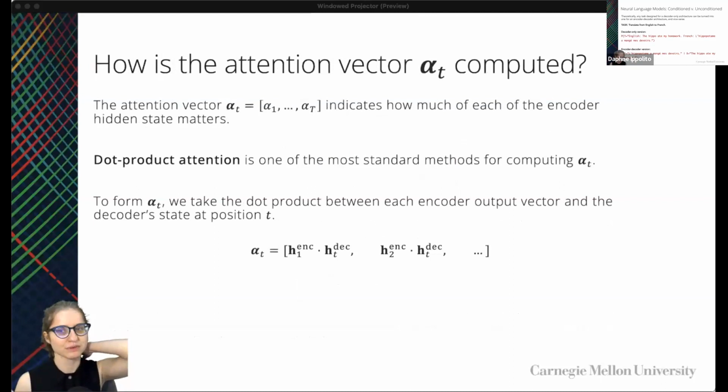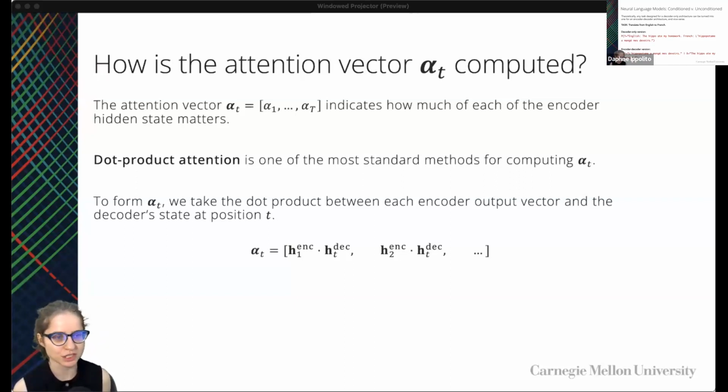So there have been various methods proposed for choosing these attention vectors. So I'm going to use attention vector to refer to a vector that just has the attention weights for each position in the encoder. The simplest method that tends to work pretty well, and works basically as well as more complicated methods, is just to take the dot product. So this is very standard.